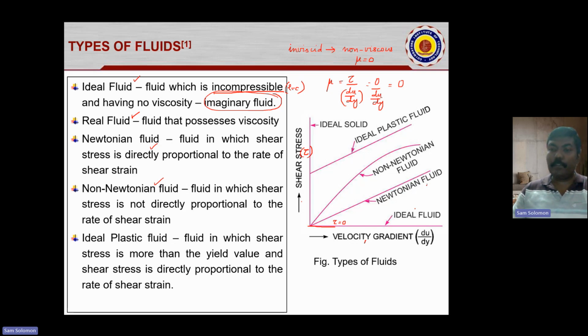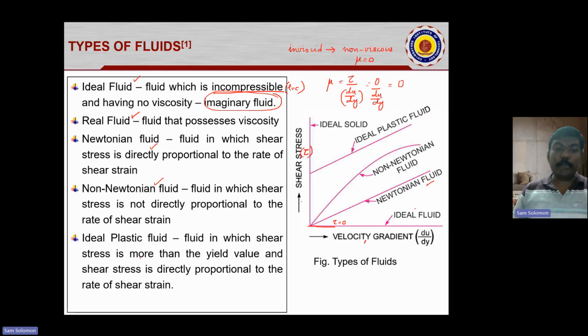So this is your Newtonian fluid. And in this case, you can see that there is a variation over here. It is no longer a linear relationship. Then it is going to be a non-Newtonian fluid. It is not directly proportional. Okay. And then we have this ideal plastic fluid.